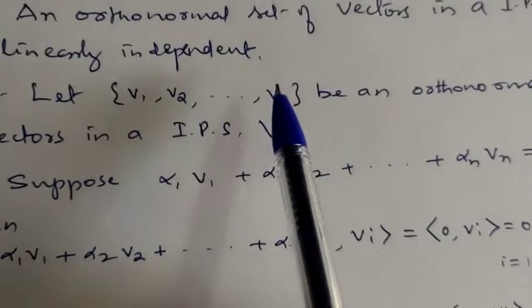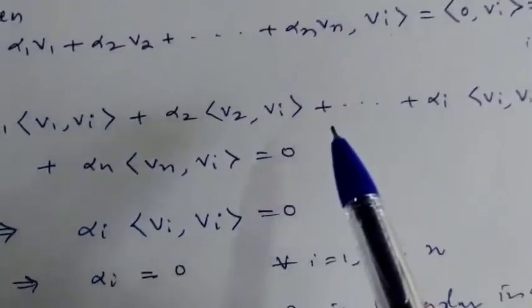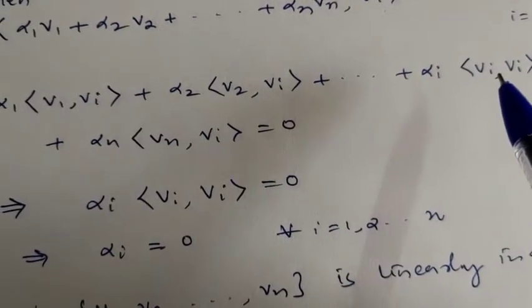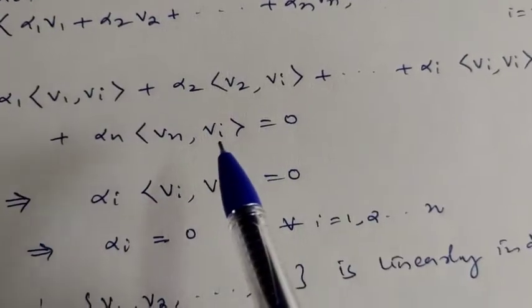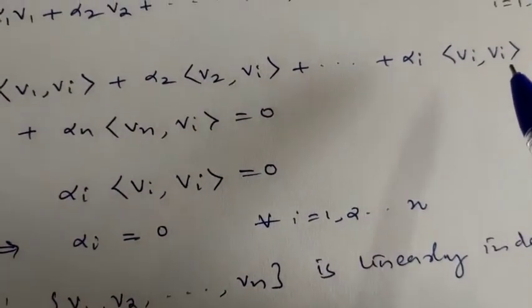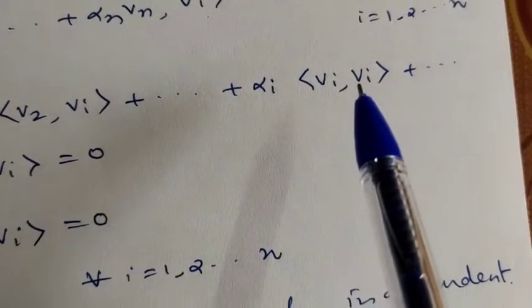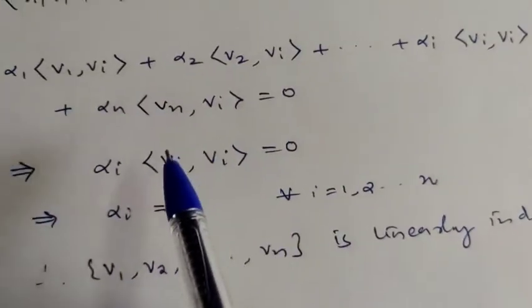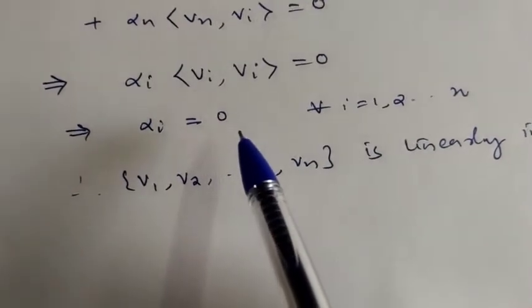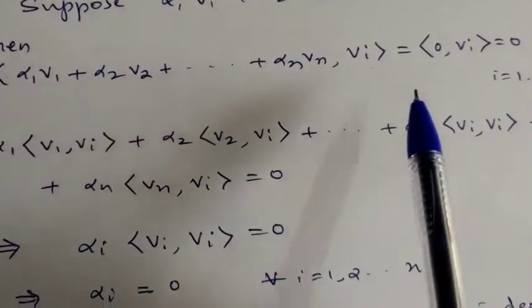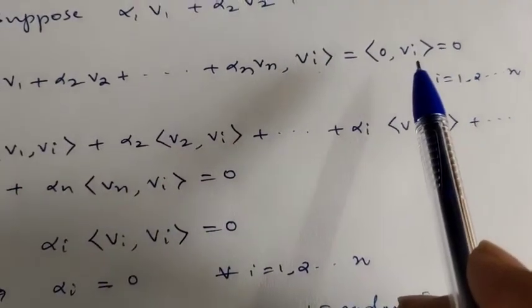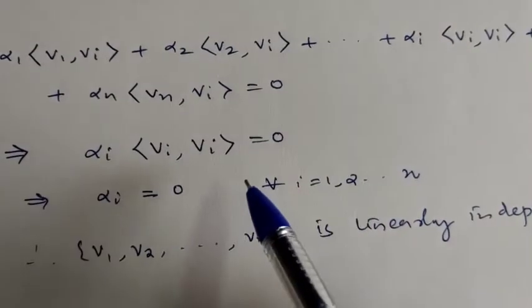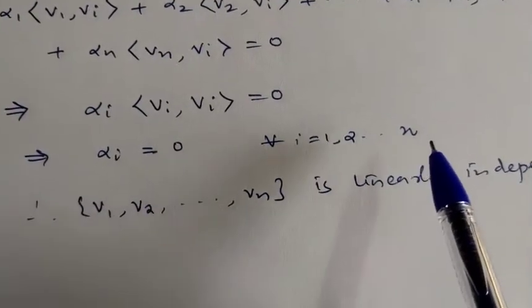Since the vectors v1, v2, etc., vn are orthonormal, inner product of any vector with vi is 0 except vi. So all the other terms v1 comma vi, v2 comma vi up to vn comma vi are all zeros except vi comma vi. Vi comma vi is what? 1, because they are orthonormal. So this implies that alpha i is equal to 0. Inner product of the above expression with v1 gives alpha 1 is 0, with v2 gives alpha 2 is 0, therefore each alpha must be 0.